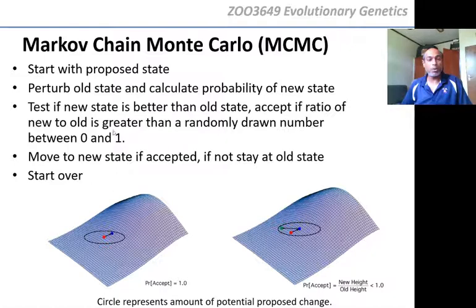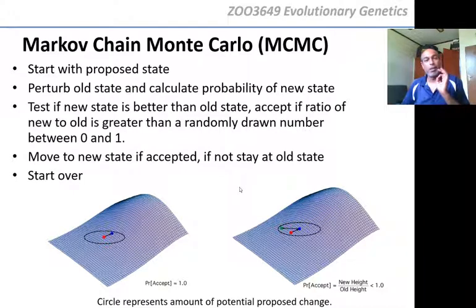You start with the proposed state, you calculate the probability of the new state. If the new state is higher in likelihood, in other words, better than the old state, you accept it. Okay? And then you randomly draw a number between 0 and 1, and you do it all over again. Move to the new state if it is accepted. If not, stay at the old state and start over. Okay? In that way, you always go to the higher likelihood.